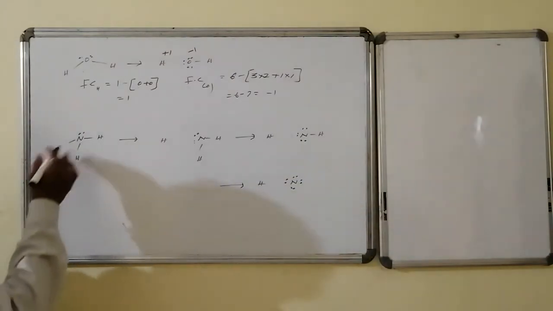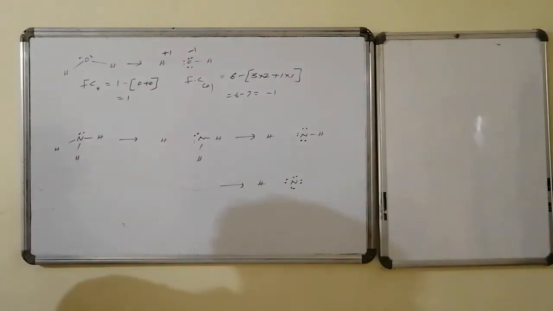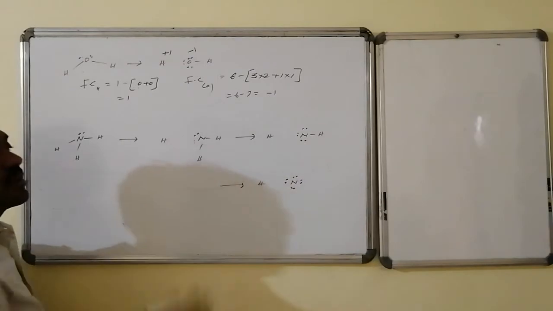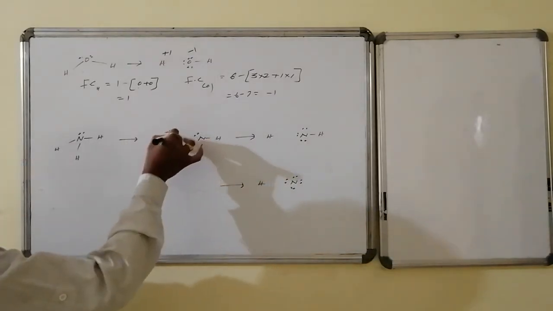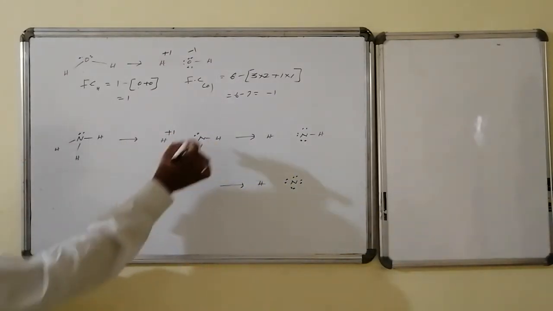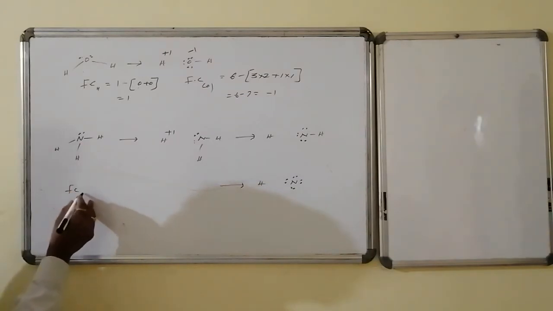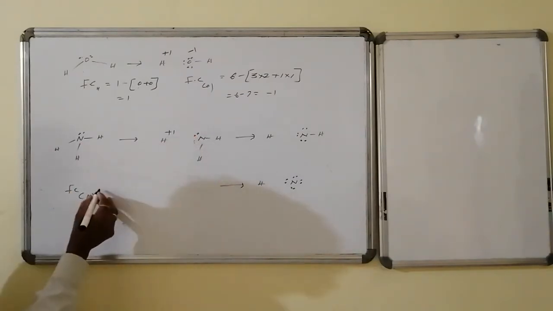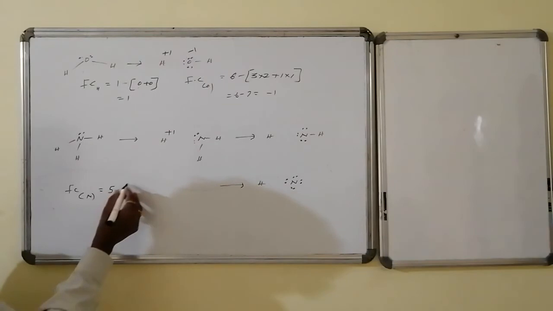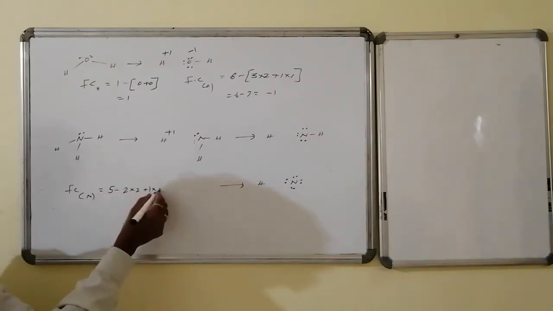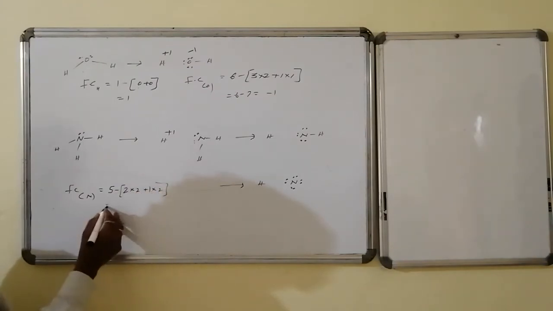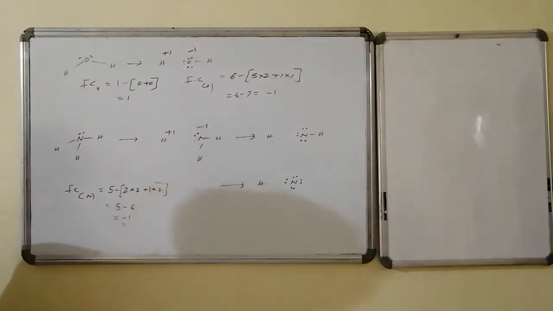Similarly, for ammonia we already made the calculation: nitrogen is 0, hydrogen is 0. Suppose it is present in the form of H+ and NH2 minus. Let us have a look at this nitrogen of this particular one. Group number is 5 minus number of lone pairs, 2 into 2, plus bond pairs, 1 into 2. Total becomes 5 minus 6, which is equal to what? Minus 1 is the charge.